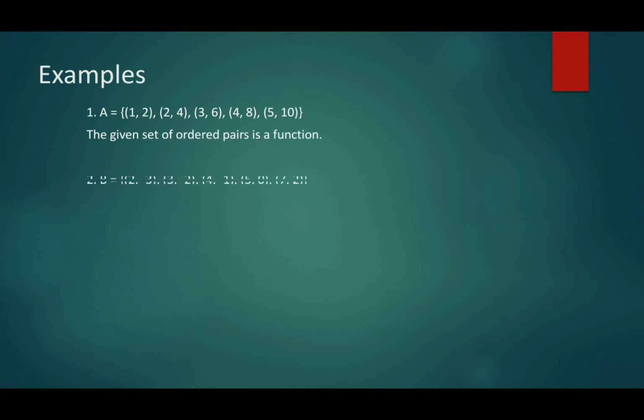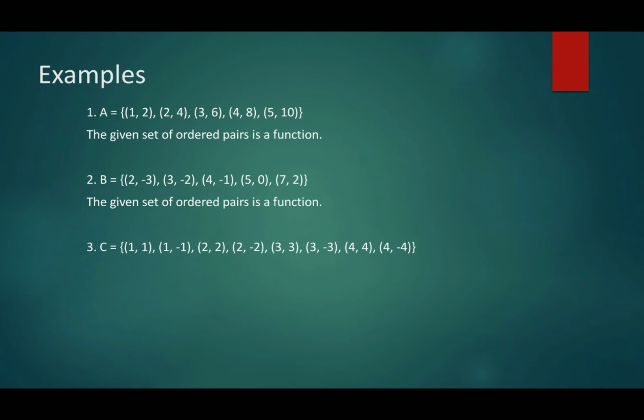So, number 2. Set B: (2, -3), (3, -2), (4, -1), (5, 0), and (7, 2). The given set of ordered pairs is a function. Why is it a function? Because again their x's are different, which are 2, 3, 4, 5, 7. They are all different, none are the same. And as for the y, it doesn't matter whether they are the same or different. You only look at the x to say whether it is a function or not.